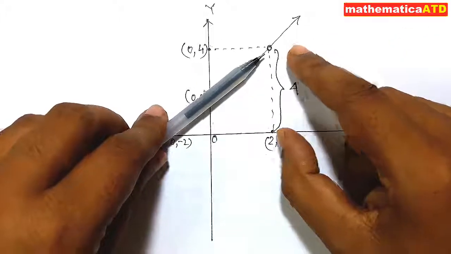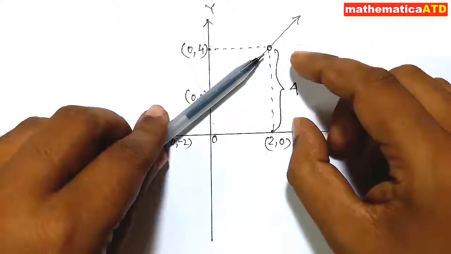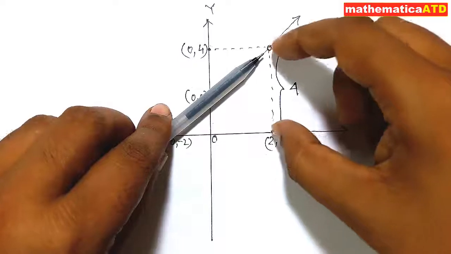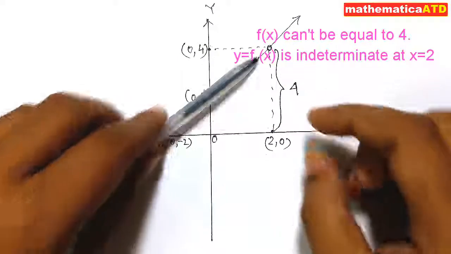f(x) is equal to 4. It is not exactly x equals 4. We are just tending to y equals 4, this height. The y means your f(x). f(x) is equal to 4.